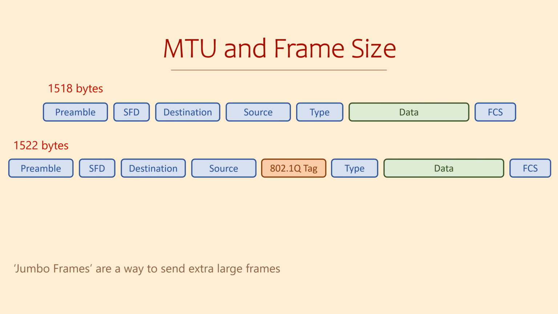Sometimes we'll enable a feature called jumbo frames. This allows us to grow the maximum frame size to around about 9000 bytes. There are pros and cons to this, which I won't get into right now. Just be aware that jumbo frames exist, which allow us to put more information into a single frame.